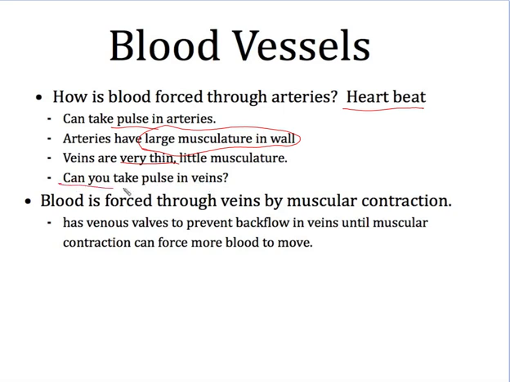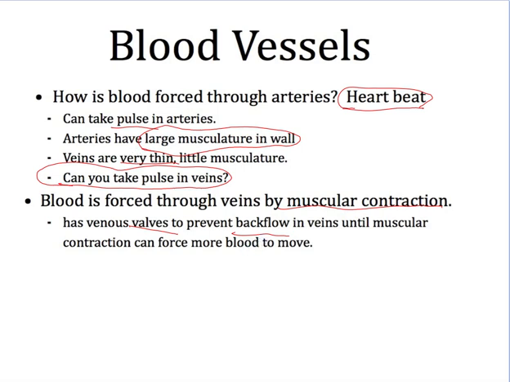And then the question is, can you take a pulse in veins? And the answer is really no. We need your arteries because this heartbeat is what drives blood through them. Whereas in veins, blood's pretty slow moving back to the heart. It's more of a consistent push. It's forced through your veins by muscular contraction. So there are muscles surrounding your veins that actually force it through. And then there are these valves to prevent backflow. For example, the veins in your legs have valves that prevent blood from staying down in your toes. Once it gets past a certain point, the valve closes and it doesn't open again until more blood is forced through, which continues the process, but it can't go backwards.